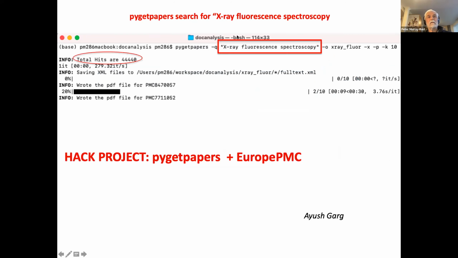So here's a typical example from Ayush. We look for X-ray fluorescence spectroscopy. You can see even in PubMed Central, which is a bioscience repository, we get 40,000 hits. So if you want to do exploratory stuff, you don't have to worry about it not being in there. And I think PMC is really taking most of the open access material in anyway.